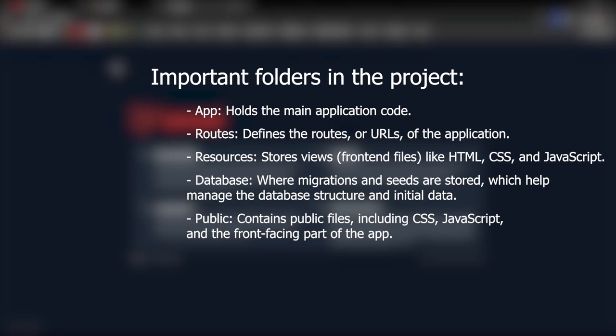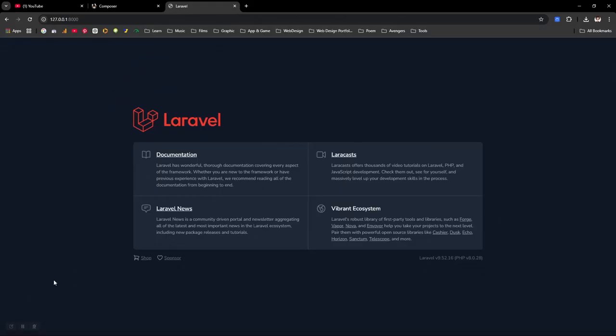As you grow more comfortable, you'll spend a lot of time in the app and routes folders, where the core functionality of your app is developed. And that's it for today's tutorial. You've successfully installed Laravel, created a project, and run it on a local server. From here, you can start setting up routes or even integrating a database. Laravel is incredibly powerful, and there's so much you can do with it.